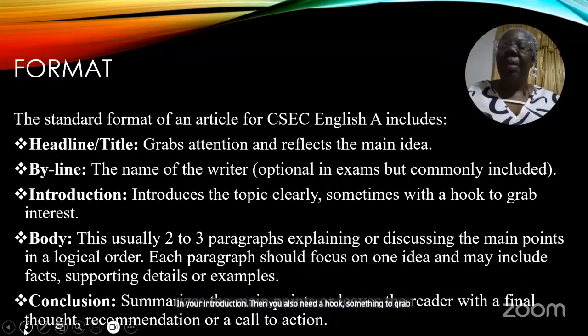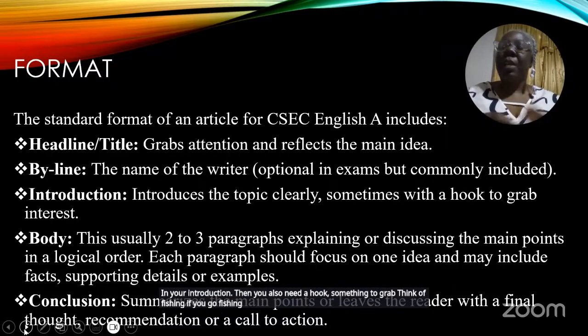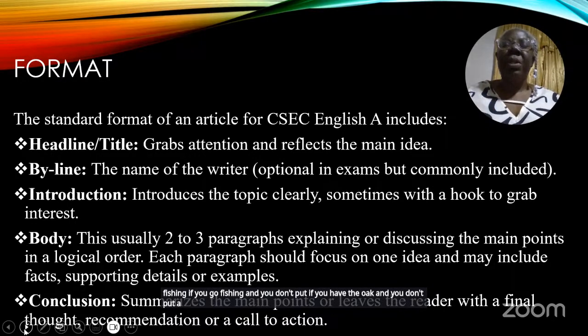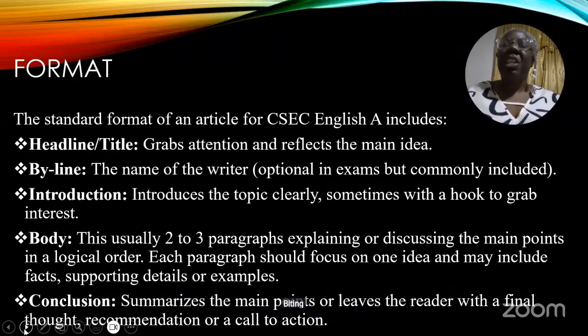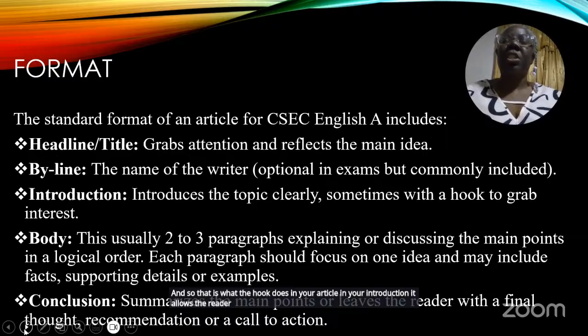Think of fishing. If you go fishing and you have the hook and you don't put a bait on the hook, when you put it into the water, the fish is not going to come and bite. Biting means that the fish becomes interested in holding on to the line. And so that is what the hook does in your article, in your introduction. It allows the reader to want to hold on to continue reading.